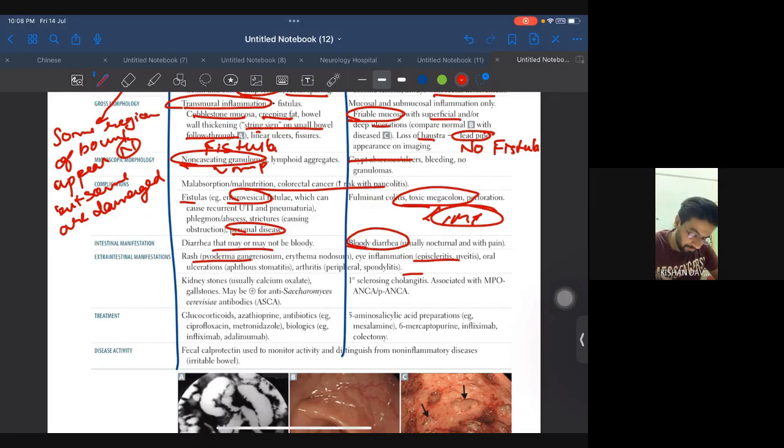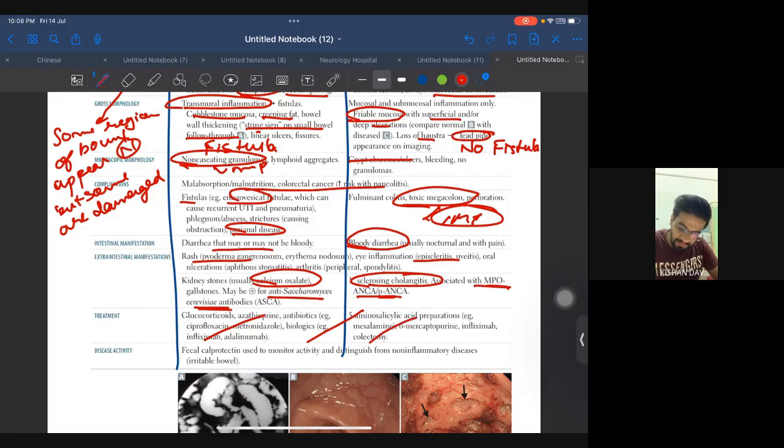Common in both. Kidney stone, calcium oxalate you need to focus. And there is one antibody over here, anti-Saccharomyces cerevisiae antibody. Whereas here there is cholangitis. Okay, sclerosing cholangitis. We'll study this in the gallbladder part. Associated with MPO, P-ANCA, C-ANCA, you need to remember. Treatment, avoid disease activities. Fecal calprotectin, this is the new information they have given. It can be used for screening and monitoring activities.